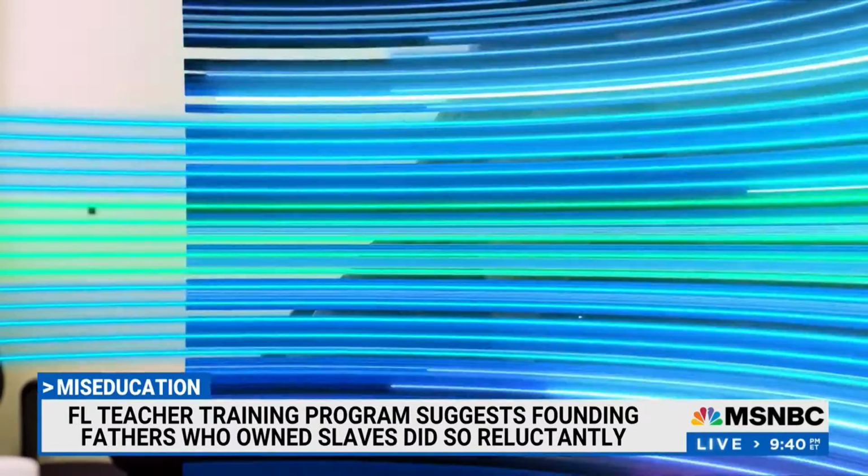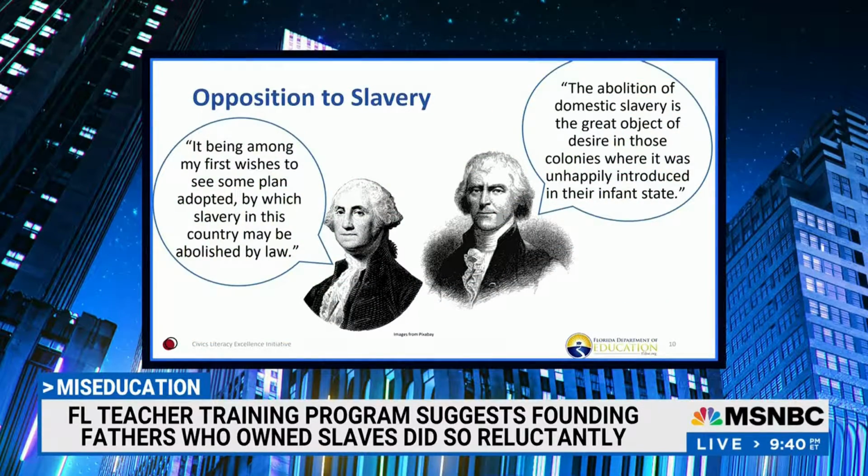And then, this is the slide you were talking about. George Washington saying, "It being among my first wishes to see some plan adopted by which slavery in this country may be abolished by law. The abolition of domestic slavery is the great object of desire in those colonies where it was unhappily introduced in their infant state." Right. So what's happening here?